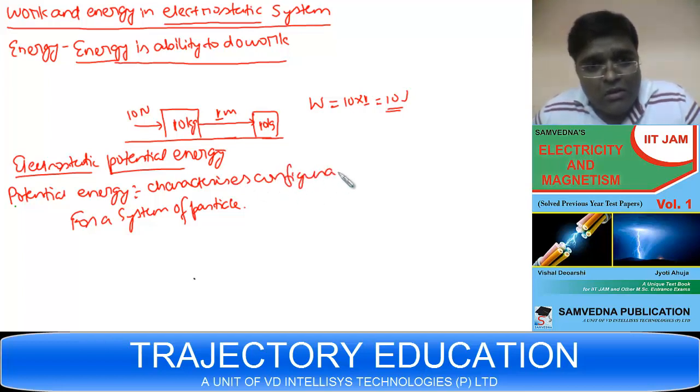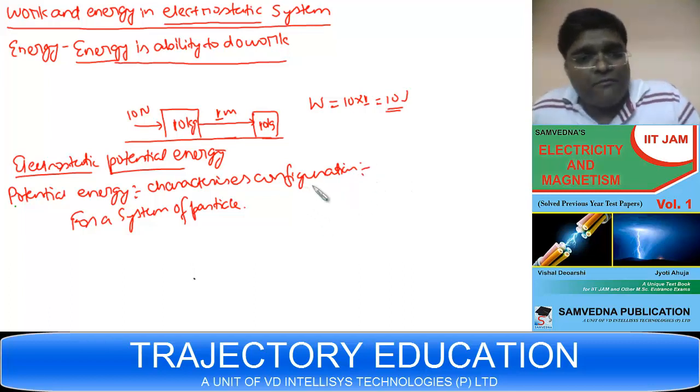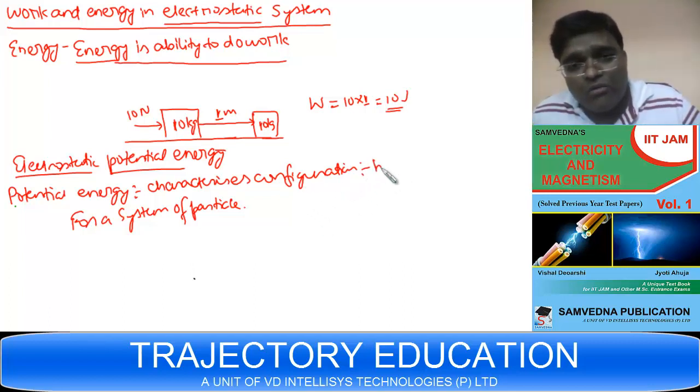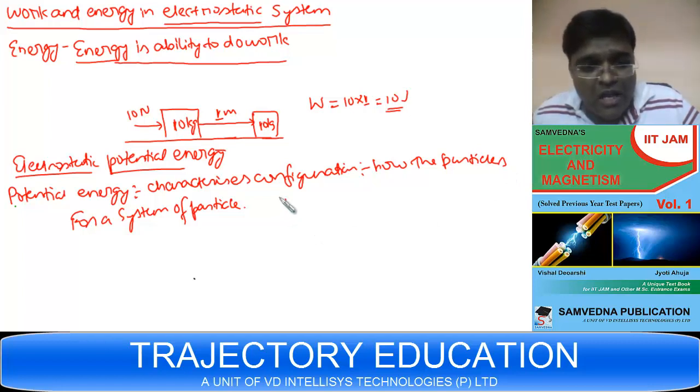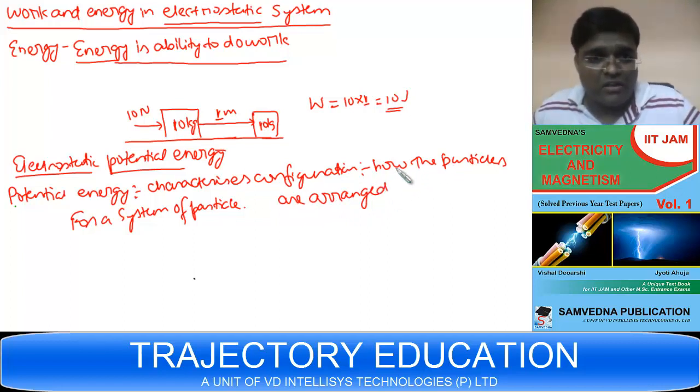Characterizes configuration, right? What is configuration? Configuration of a system is how the particles are arranged. Configuration basically tells you how the particles in a system are arranged. That is characterized by potential energy, right? How the particles are arranged.